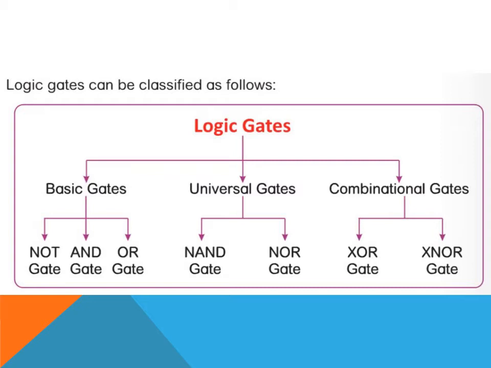After the basic and universal gates, there are another two gates, the combinational gates. We are not going to discuss these two gates in this class because they are a bit complicated. Don't worry, the basic gates and universal gates are very easy. You will find it interesting, and let us start.